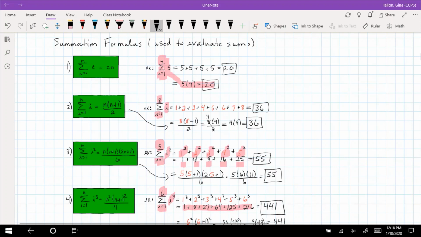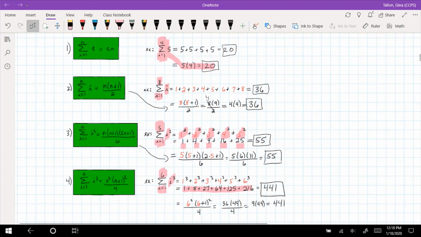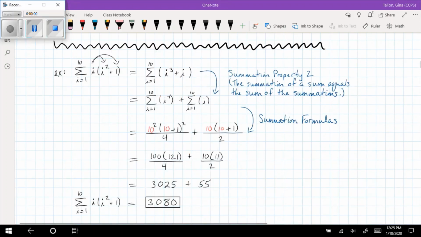However, if I simply use the formula instead, just grab this formula, bring it down here, and substitute a 6 everywhere I see an n, it gives me 6 squared multiplied by 6 plus 1 quantity squared, all divided by 4. 6 squared is 36. 6 plus 1 is 7. Square that, you get 49, divided by 4. 4 goes into 4 once. 4 goes into 36 9 times. Now I'm multiplying 9 times 49. I still get 441. And it's much faster to use the formula than it is to actually work it all out.